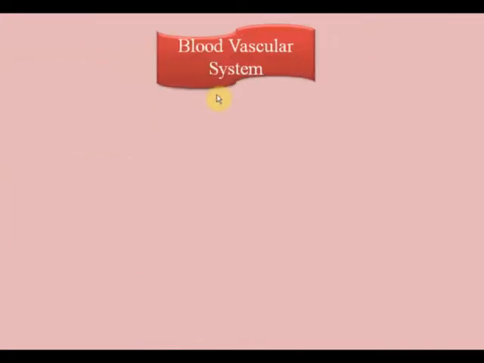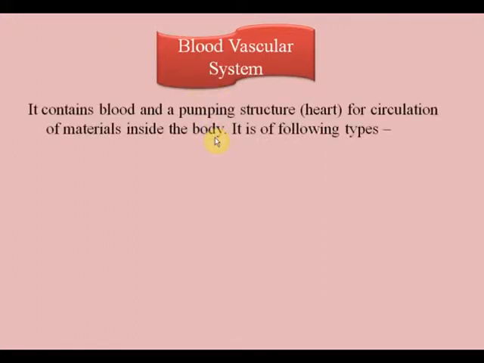Next comes blood vascular system. What is blood vascular system? It contains blood and a pumping structure, that is heart, for circulation of materials inside the body. Actually, blood vascular system is a circulatory system containing a special body fluid or blood and a pumping organ or heart for moving it. Blood vascular system occurs in vertebrates and higher invertebrates from annelids onwards.